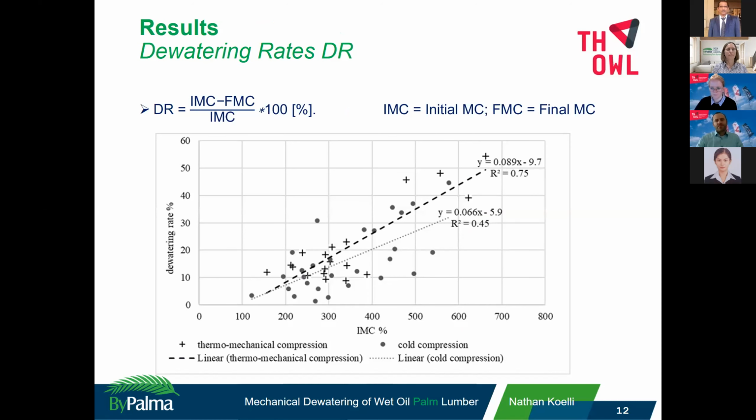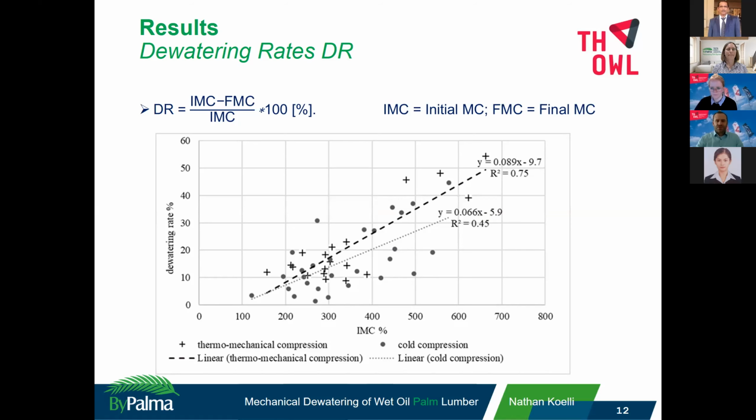So we are now coming to the results. The mass of each board was measured before and after compression. The initial moisture content before compression and the final moisture content after compression was calculated. Then the dewatering rate was calculated as the reduction of the moisture content, which is initial moisture content minus final moisture content, based on the initial moisture content.